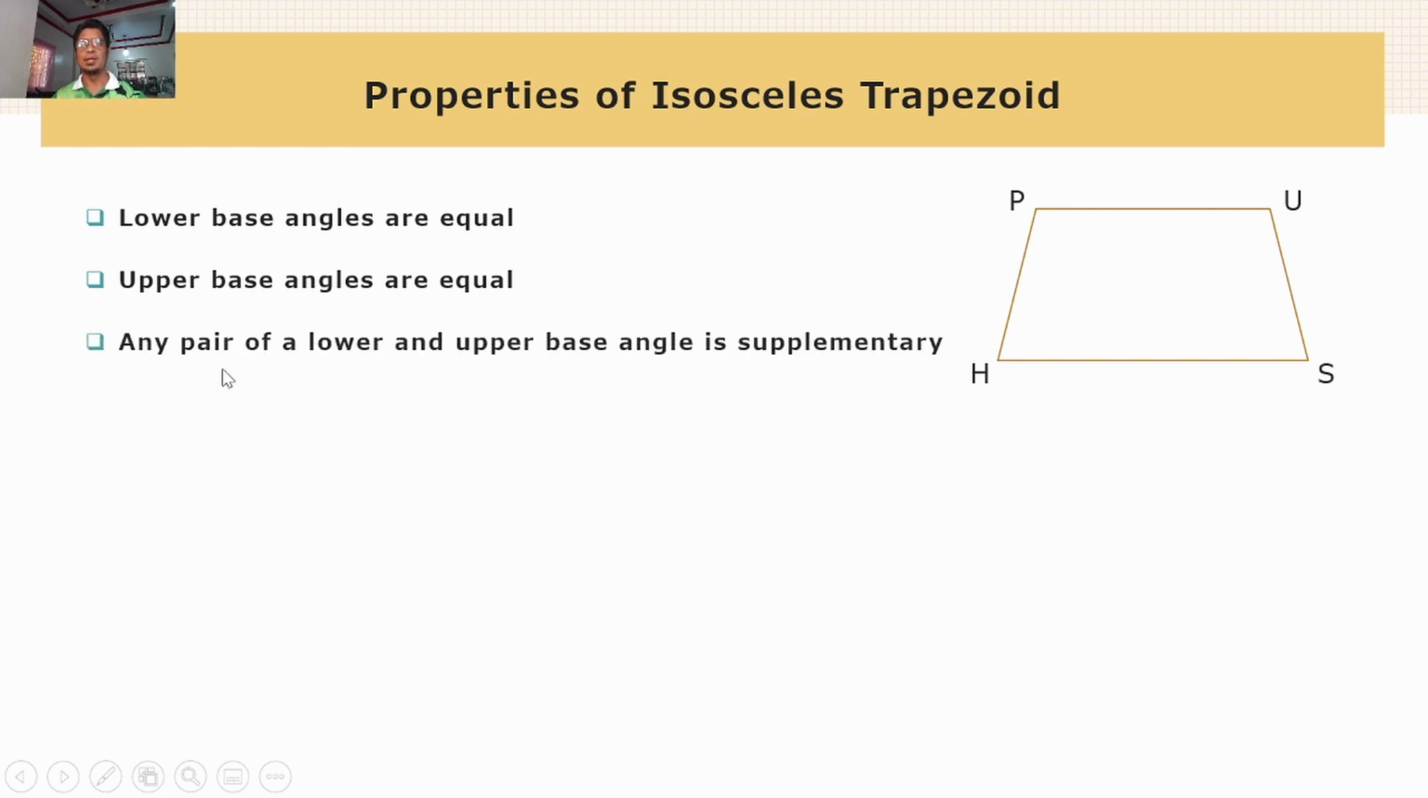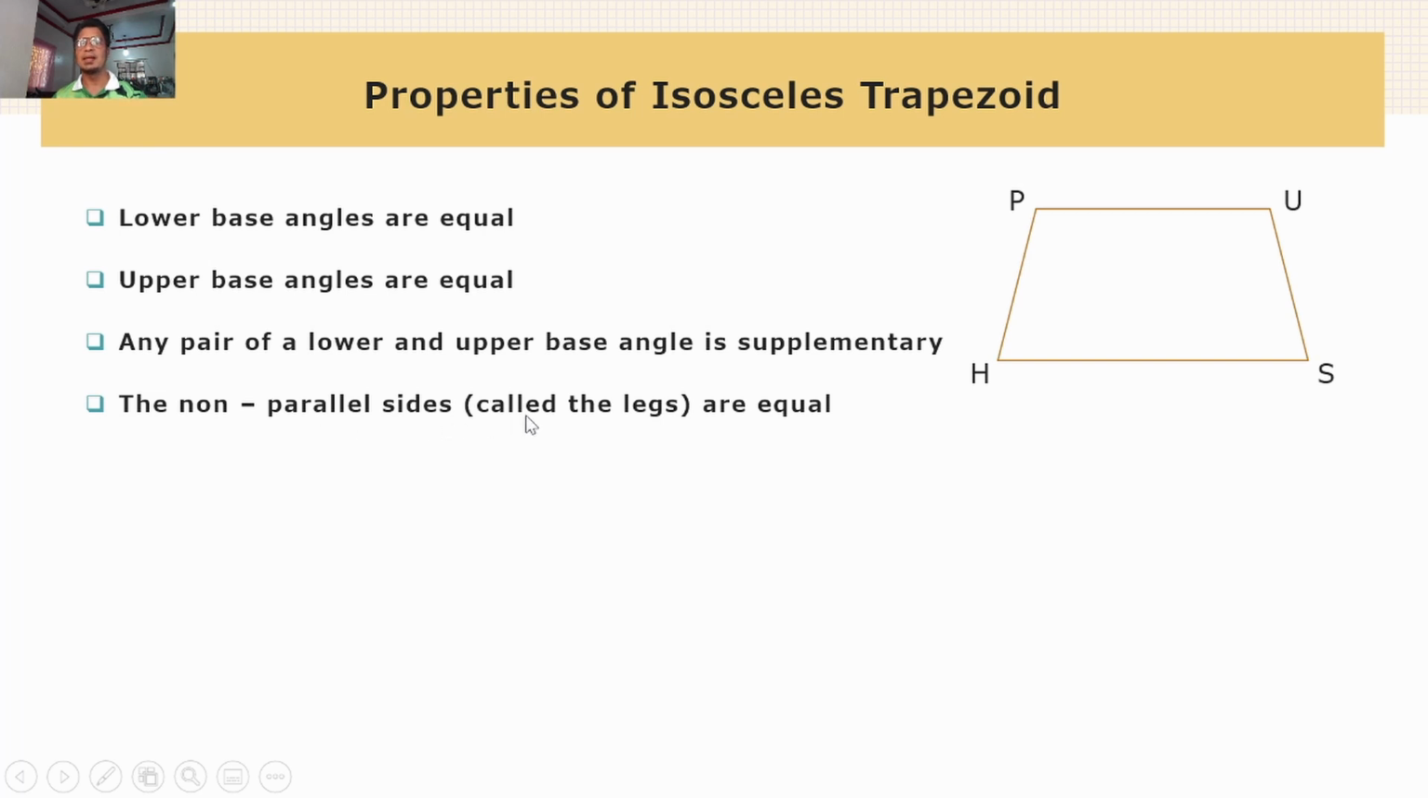We have here now the third one. Any pair of a lower and upper base angle is supplementary. So kahit anong pares daw, isa sa baba, isa sa taas, supplementary sila. So which means, if we're going to add these two, we're going to end up having 180 degrees. Sir, paano kung hindi itong U? Paano itong P? Okay lang yon. As long as isang lower base at isang upper base sa isosceles trapezoid, they are supplementary. Again, yung supplementary natin, if you add those two angles, the sum is equal to 180 degrees.